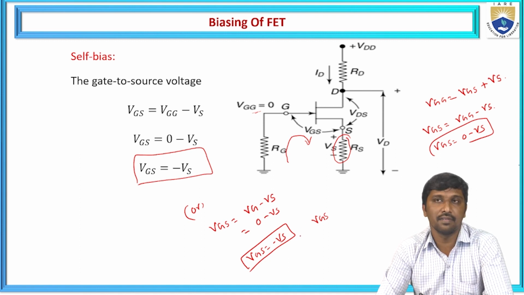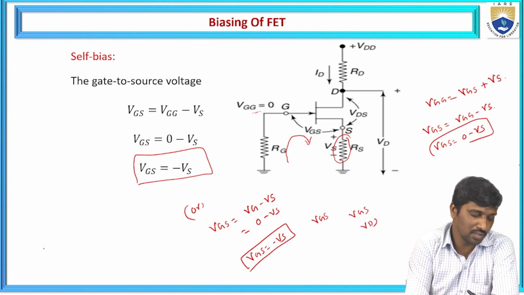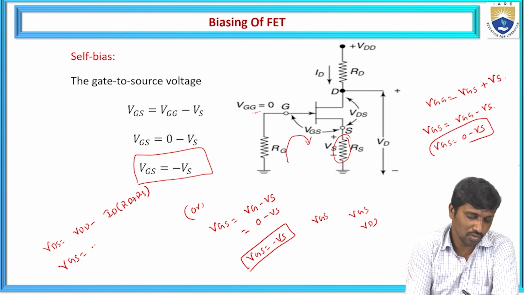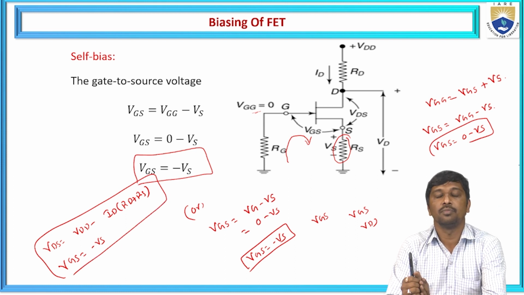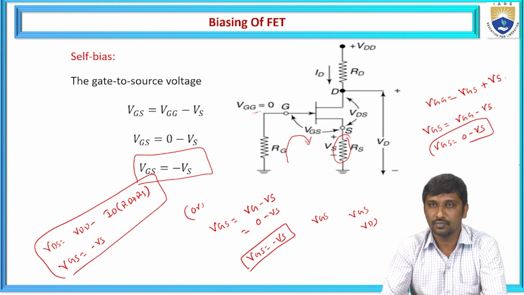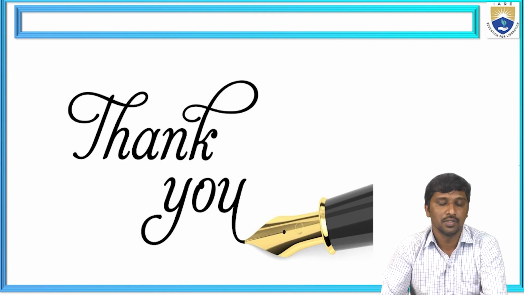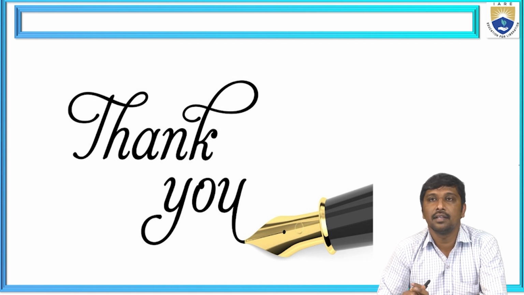So from these two observations, we calculated the VGS as well as the VDS. What we observed: VDS is equal to VDD minus ID times (RD plus RS), and VGS is minus VS. So these are the two biasing voltages required to maintain a proper Q point for the field effect transistor. Up to this point, today we observed the importance of biasing and the types of biasing required to maintain a proper Q point by using the field effect transistor.